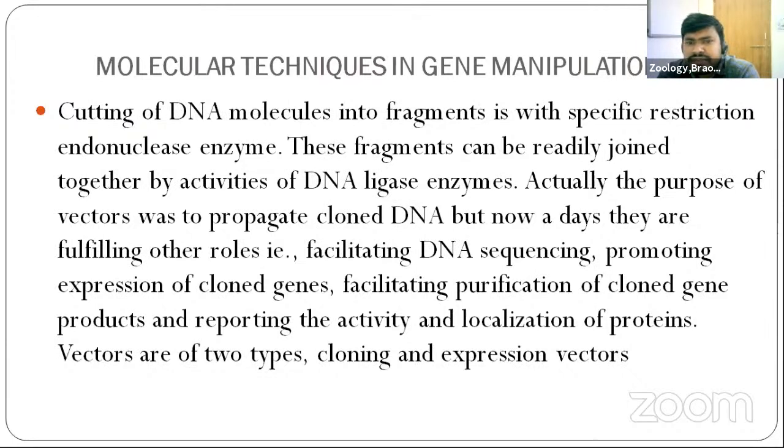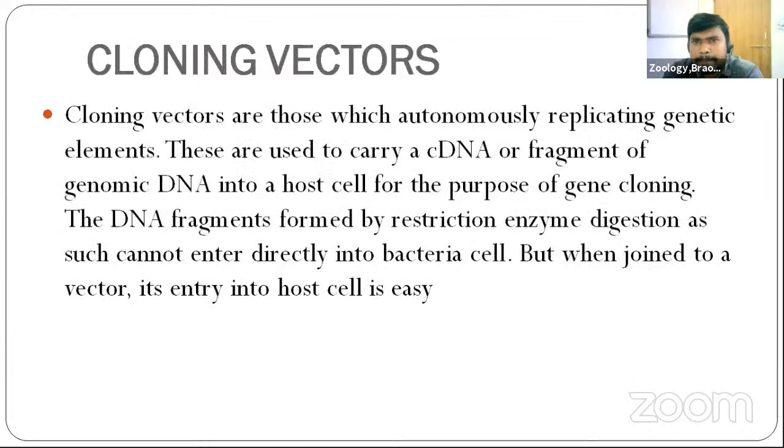Actually, the purpose of vectors was to propagate cloned DNA, but nowadays they fulfill other roles like facilitating DNA sequencing, promoting expression of cloned genes, facilitating purification of cloned genes and their products, and reporting the activity and localization of proteins. Vectors are of two types: cloning vectors and expression vectors. Cloning vectors are autonomously replicating genetic elements. These are used to carry a cDNA or fragment of genomic DNA into the host cell for the purpose of gene cloning.